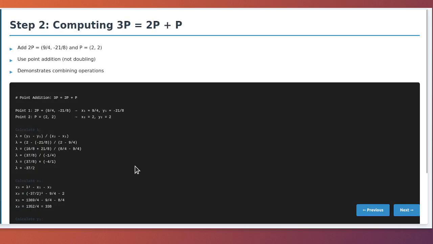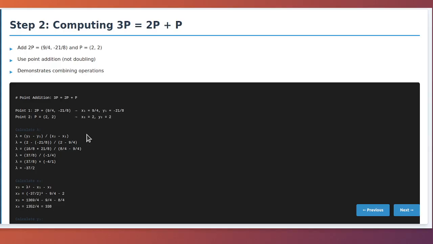Computing 3p. Adding 2p and p. Now, we will compute 3p by adding 2p plus p. This demonstrates point addition, not doubling, since we are adding two different points. We have 2p equals (9/4, negative 21/8), and p equals (2, 2). Let us use the general point addition formulas, where point 1 is 2p and point 2 is p.